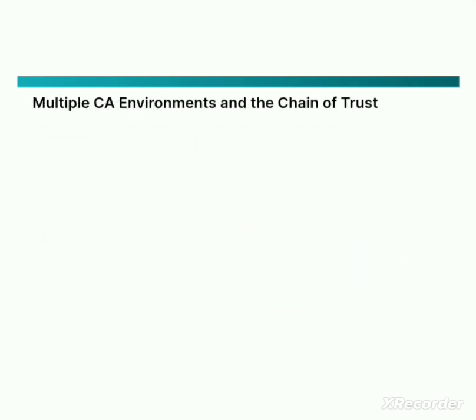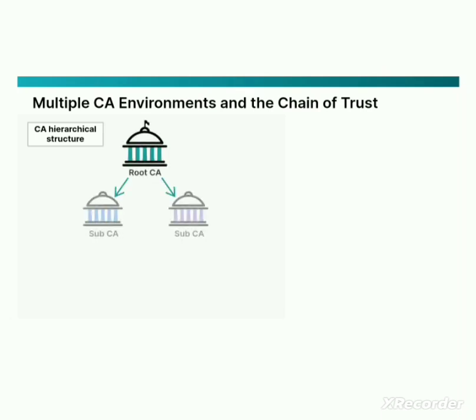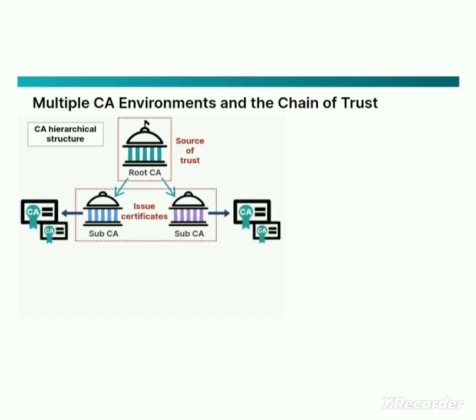In a PKI implementation, multiple CAs can be organized in different ways. In a hierarchical environment, there would be one root CA and one or more subordinate CAs. The root CA is the source of trust, and the subordinate CAs issue certificates to end entities. A subordinate CA can have a subordinate CA and so on, creating a deeper hierarchy.